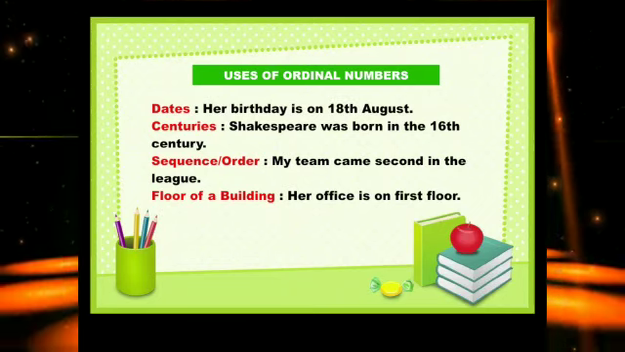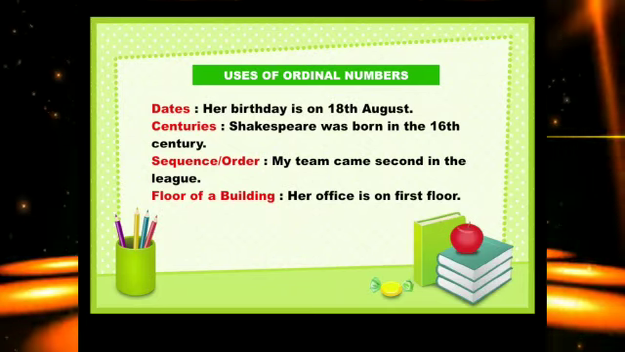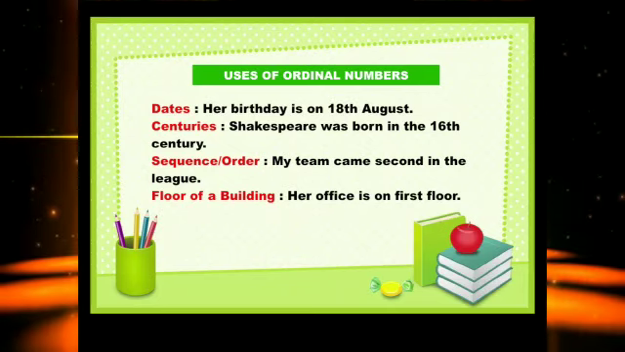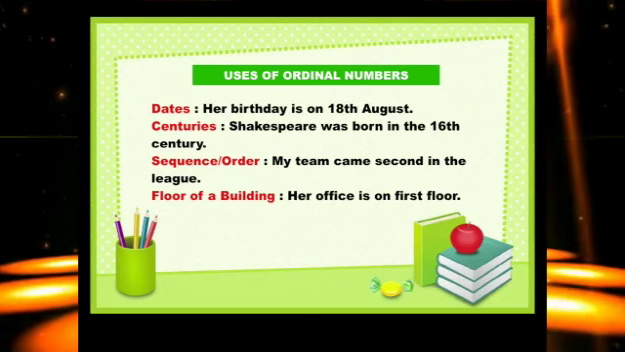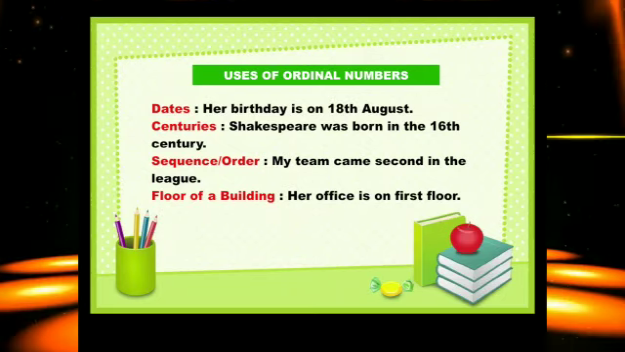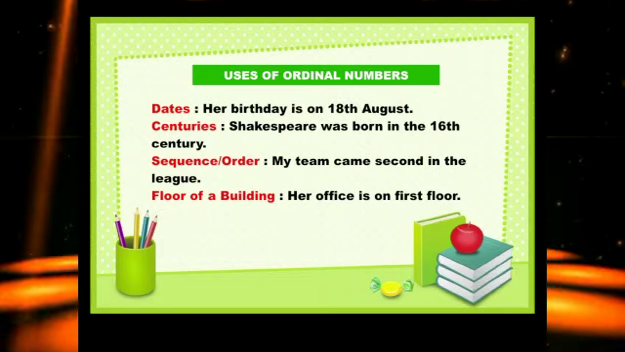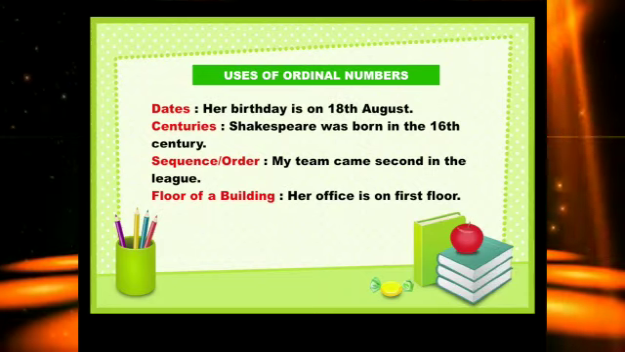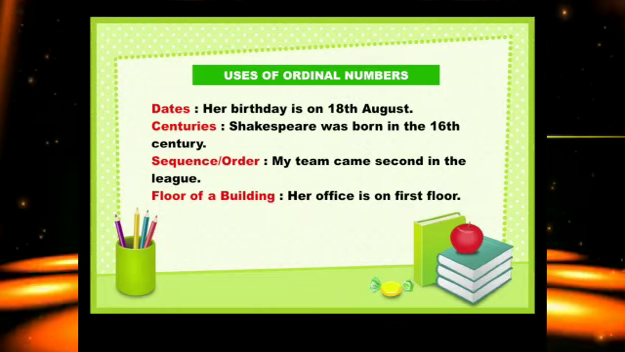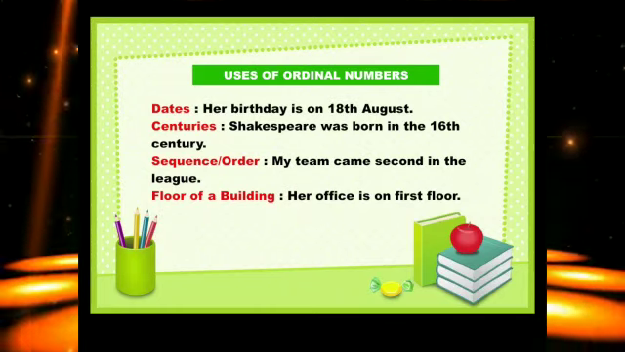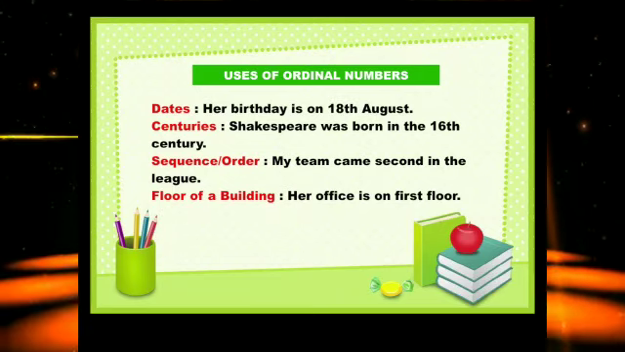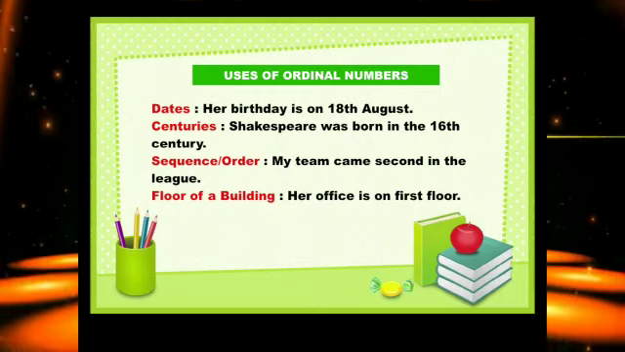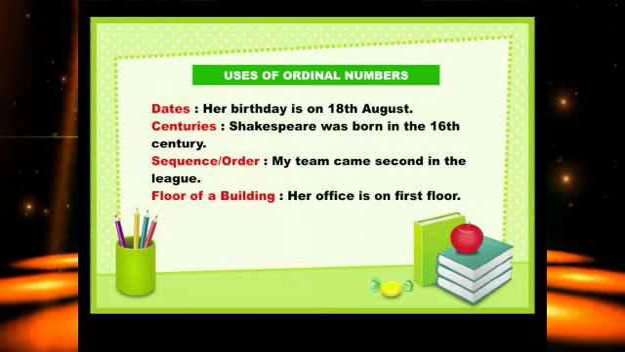Now we come to the uses of ordinal numbers. Ordinal numbers are used for indicating dates. Like her birthday is on 18th of August. We use ordinal numbers for centuries. Like Shakespeare was born in the 16th century. We use ordinal numbers for sequence or order. Like my team came second in the league. We use ordinal numbers for the floor of a building. Her office is on first floor.